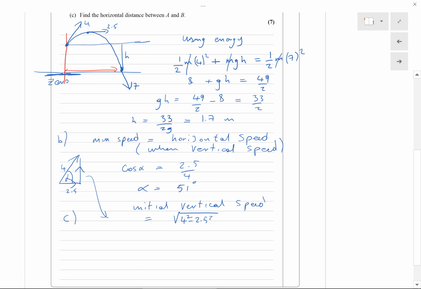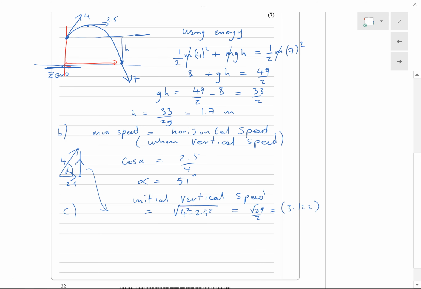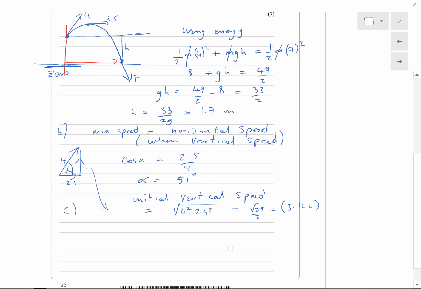So that's the square root of 39 over 2, which I'll store as the exact value. It's actually equal to 3.122 and so on to 4 significant figures, but we don't want that yet. Right, so now we know the vertical speed. We also know h, which is that.